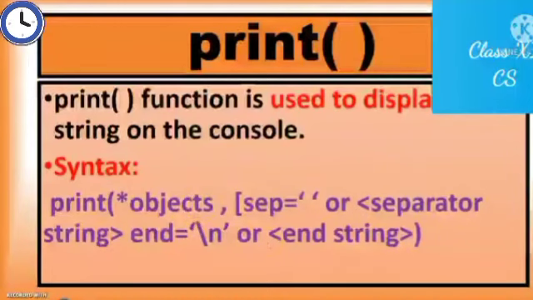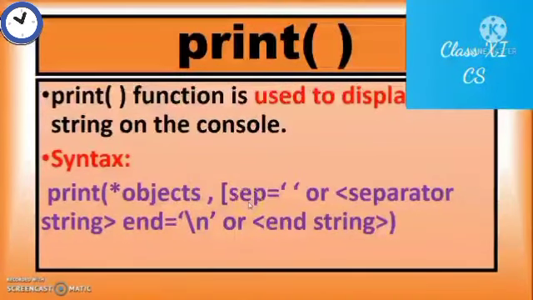Print function is used to display the string on the console. The syntax includes print and the objects. It can include a number of arguments, a number of objects inside the print function, and there are optional parameters like sep and end. We have to see these things. Sep is the separator and end is the end. By default, the sep is space, and by default the end is \n, that is new line.